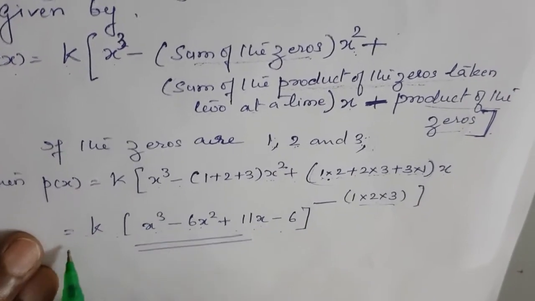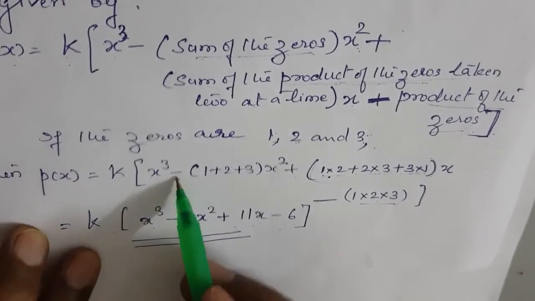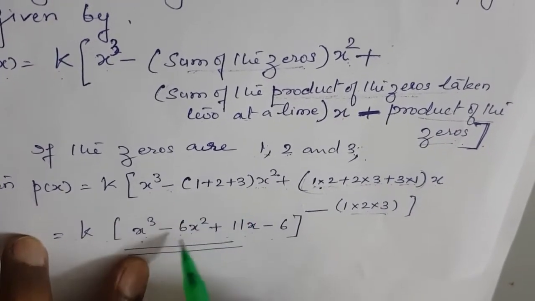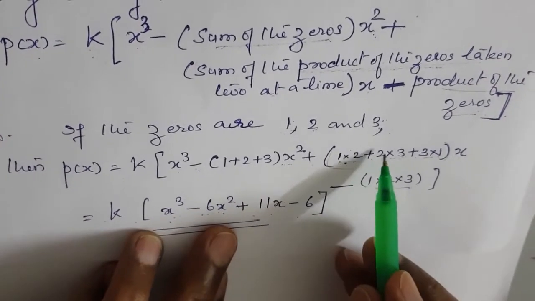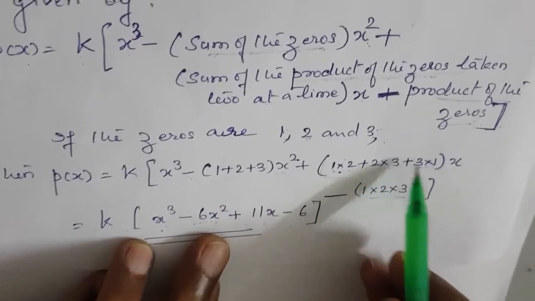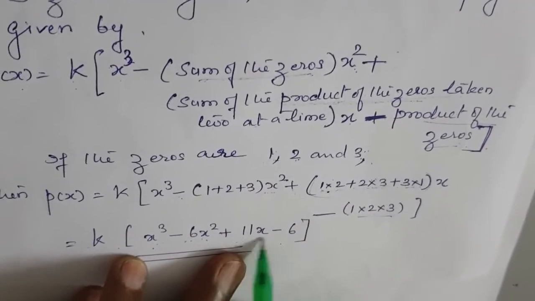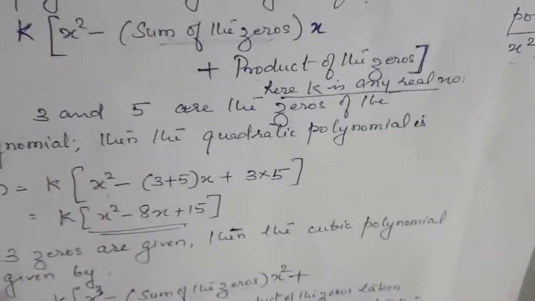So, you will get the polynomial as k times (x³ − 6x² + 11x − 6). The sum is 6, and here it is 2 plus 6, 8, 8 plus 3, 11.